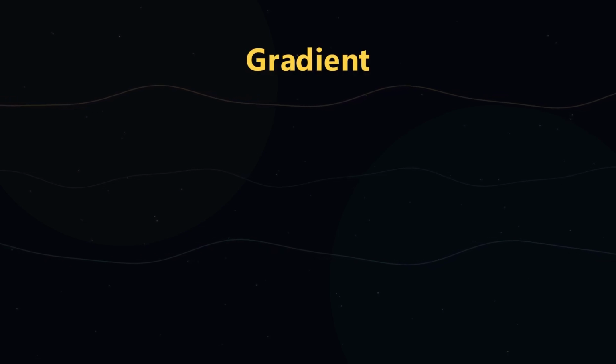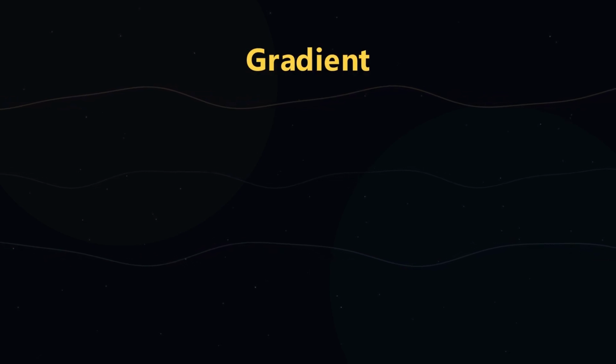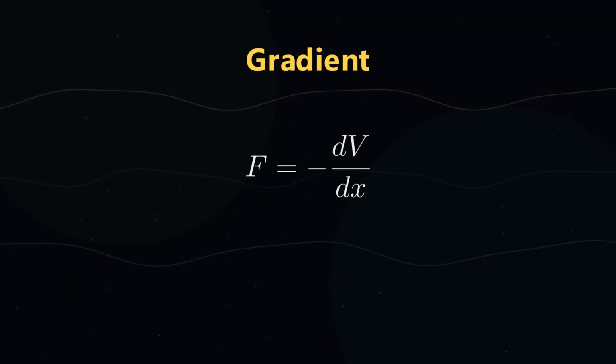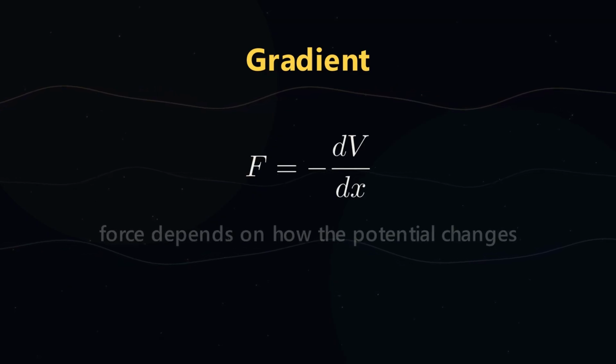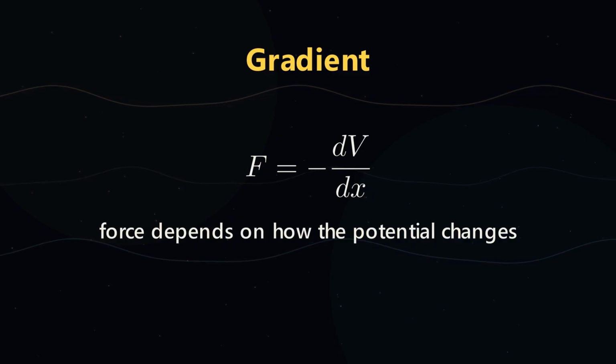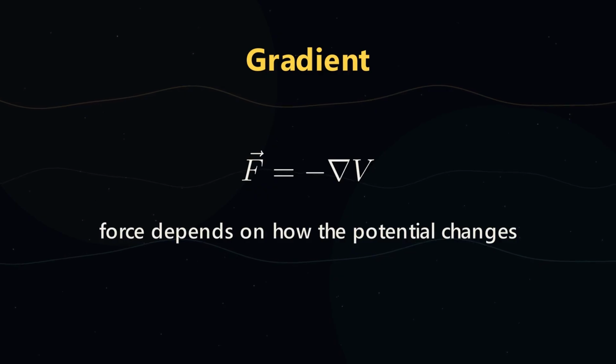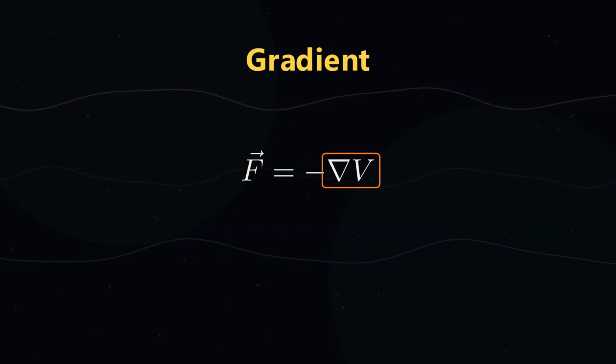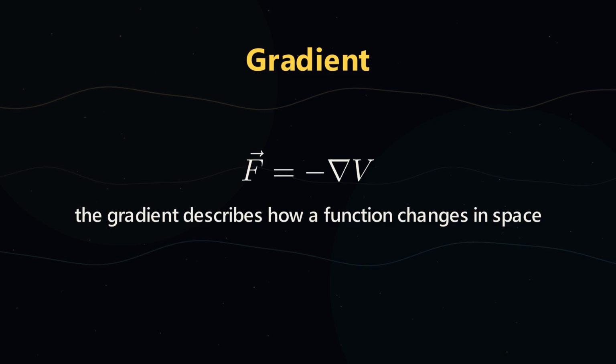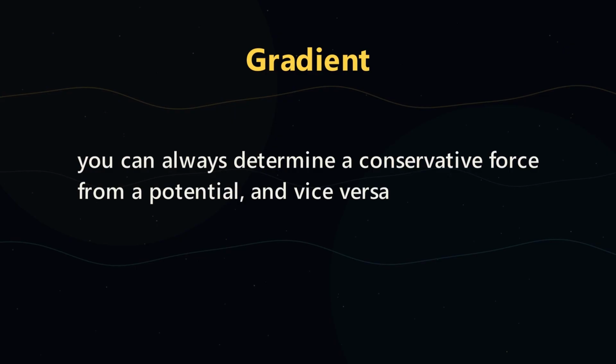There is also a deeper mathematical relation between conservative forces and potential energy. In one dimension, this relation is F equals minus dV/dx. This means that the force is related to how the potential energy changes with position. The force points in the direction in which potential energy decreases. In more dimensions, the same idea becomes F equals minus nabla V, where nabla V is the gradient of the potential energy. The gradient tells us how a function changes in space. So this formula says something very powerful. A conservative force can be obtained from the shape of the potential energy.